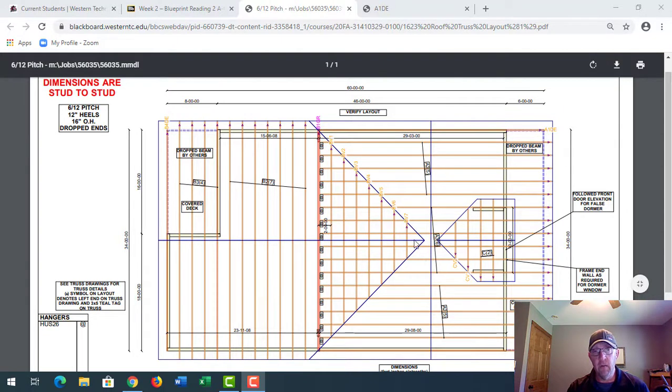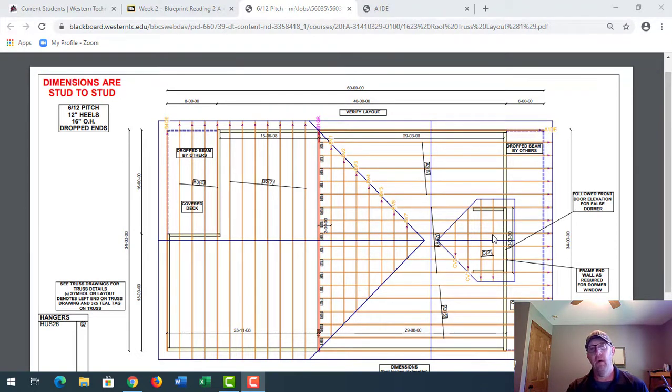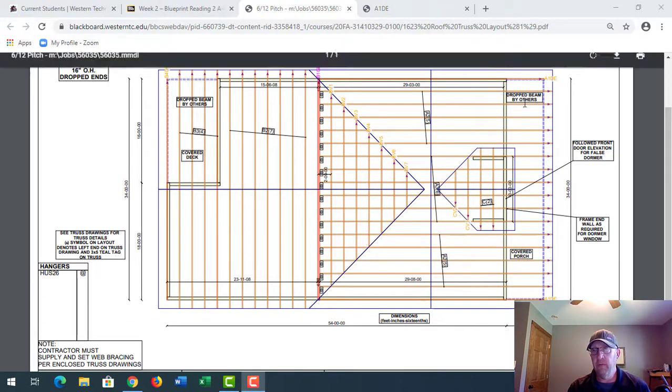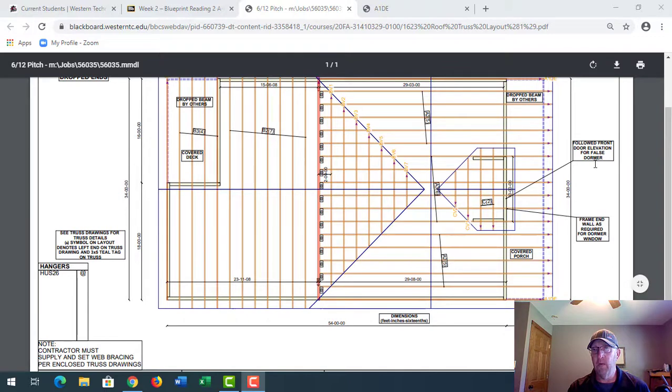Then I take a look, and I know there's a whole bunch of other smaller trusses here. It looks like it's forming a valley of some kind. And then it looks like I have in the front of the house another sort of dormer, some other type of roof system here. So what other information do we have? It looks like this is a dormer, false dormer. And it says frame and wall as required. So I know I'm going to have to do some framing.